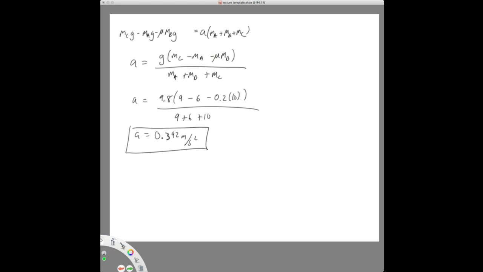Fortunately, that probably only happens if I write the problem badly. Okay, any questions about this problem? No? All right, that is basically it for my examples of Newton's laws.